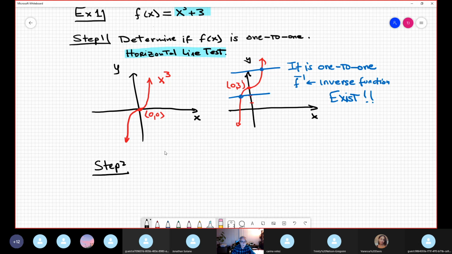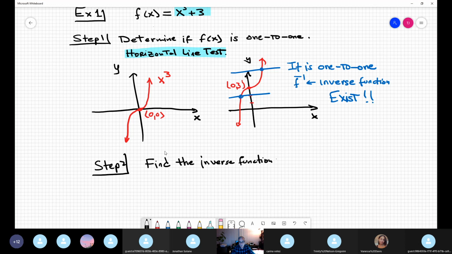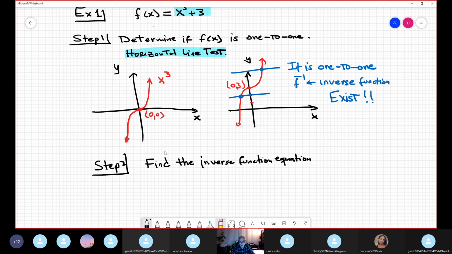Step 2 is the most important step: find the inverse function equation. Okay, well, when there's addition or subtraction, it's easy. When there's multiplication and division, it's easy. But in this case, no, because this is a different combination.